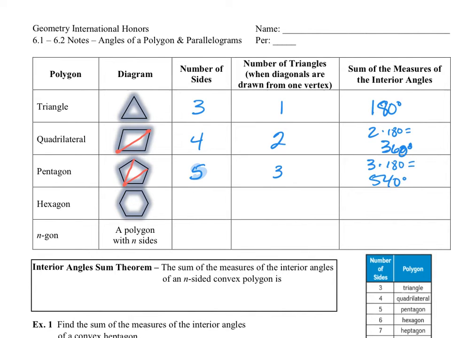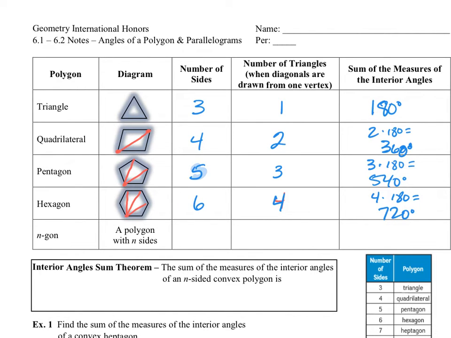Okay, let's do that one more time, and I think we'll be able to see the pattern. So now let's take a look at this hexagon, which has 6 sides. Again, pick one vertex and draw all possible diagonals from one vertex. And you can see that when we do that, we create 1, 2, 3, 4 triangles. So there's 4 triangles. So if we want to get a total for the measures of the interior angles, we would take 4 times 180, which turns out to be 720 degrees.